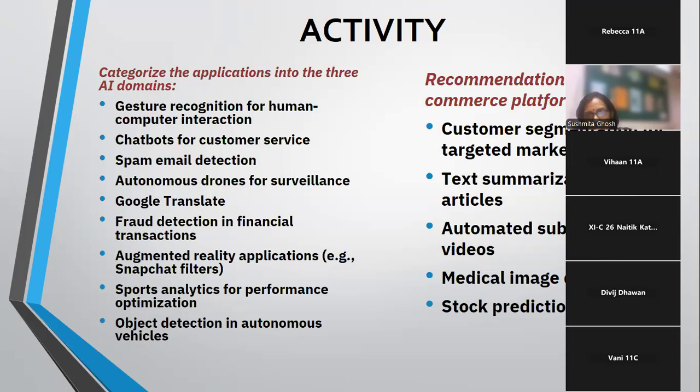Yes, Vani, Vihan, Divij. Ma'am, NLP. NLP. Okay, so give me the reason for that. Ma'am, first of all, the machine will detect the fraud, so it will be written, right? So the machine would read whatever it is and decide. Okay. What about others? Any other viewpoint on this?